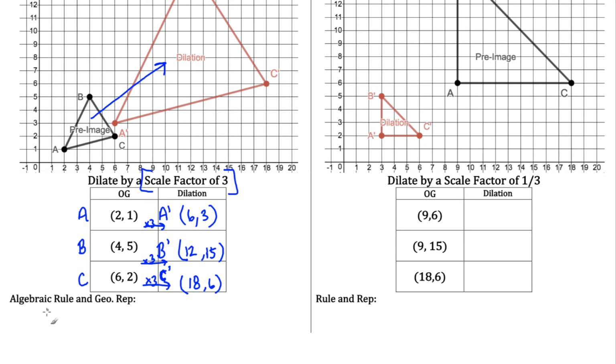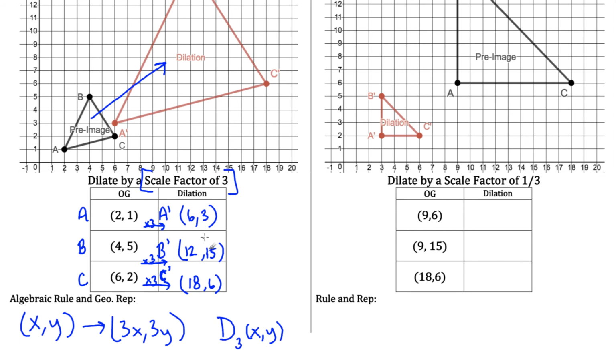Okay, so the algebraic rule. So we had an x and a y. And then it became 3 times the x and 3 times the y. Geometrically, you represent this just by capital D. And then you put the scale factor here. And then we're going to do that to the x's and the y's. And that's it. So if you see this, that means multiply everything by 3, basically.